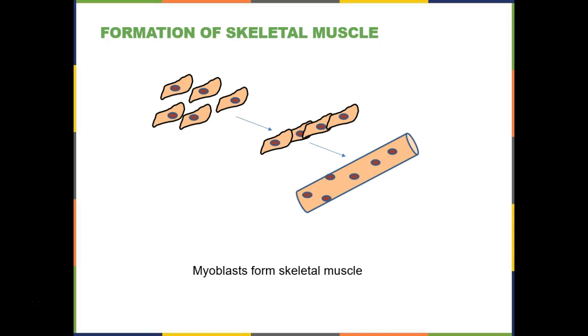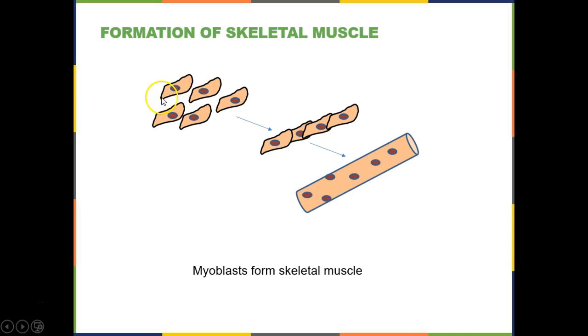Initially, just like everything, the mesoderm is what gave rise to our muscle. And some of the mesoderm specialized into forming myoblasts. Myoblasts form skeletal muscle. And so this is my drawing of what myoblasts looked like.